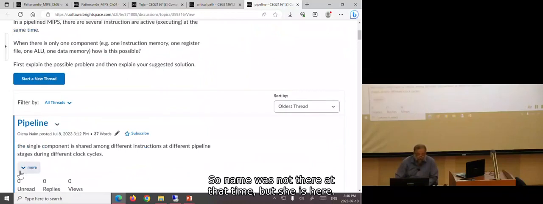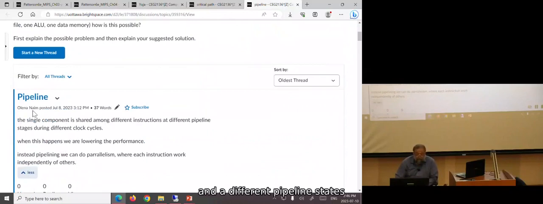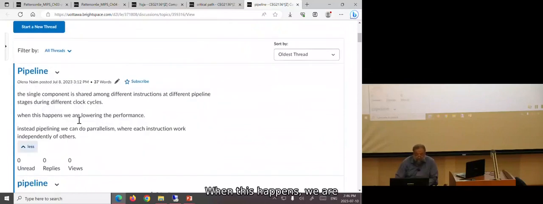So she was not there at that time, but she's here. The single component is shared among different instructions at different pipeline stages during different clock cycles. When this happens, we are lowering performance. Instead, pipelining we can do. You didn't mention the problem and didn't mention the solution.